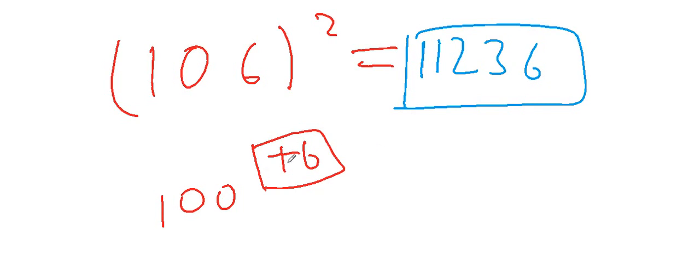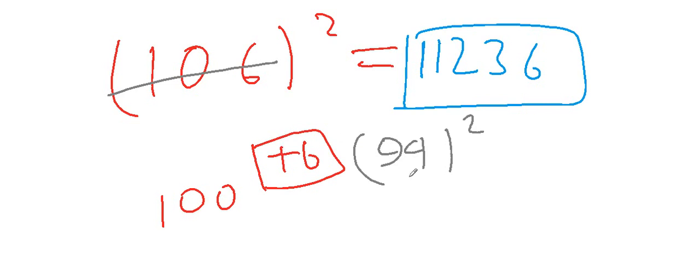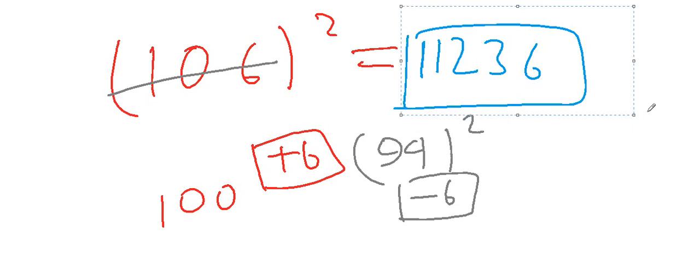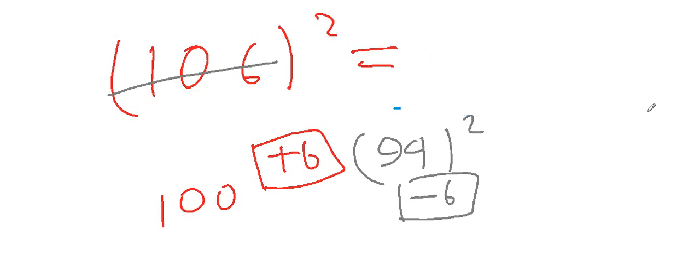And what if the difference is minus 6? Let's say I have the number 94, and we want to calculate the square, and here the difference is minus 6. The answer is not the same as before. We have 100, and we were adding the double of 6 to 100. We do the same here: we add double of minus 6 to 100.